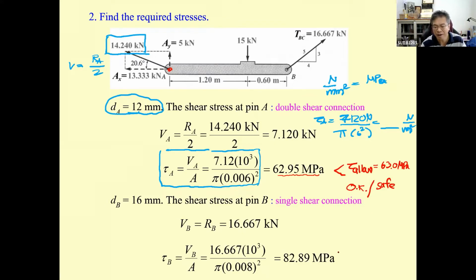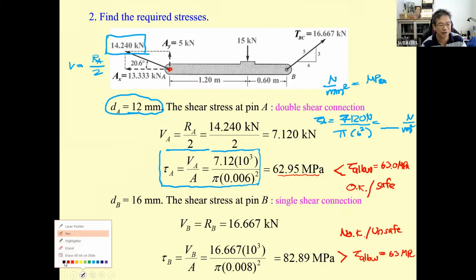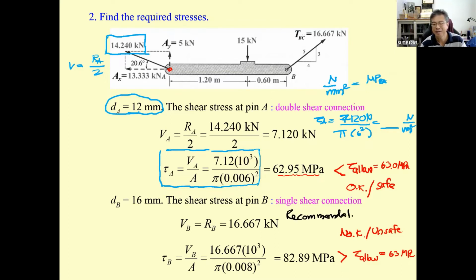But for this one, the stress that occurs at B is larger than the tau allowable, which is 63 megapascal. This is going to be not okay, or it's going to be unsafe. What is going to be the recommendation? What is your recommendation for this? Anybody? It's not safe. What is going to be your recommendation?